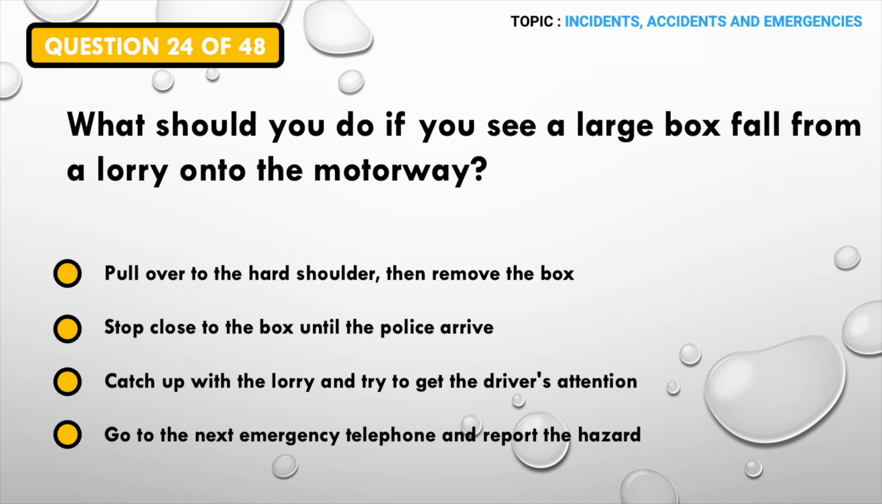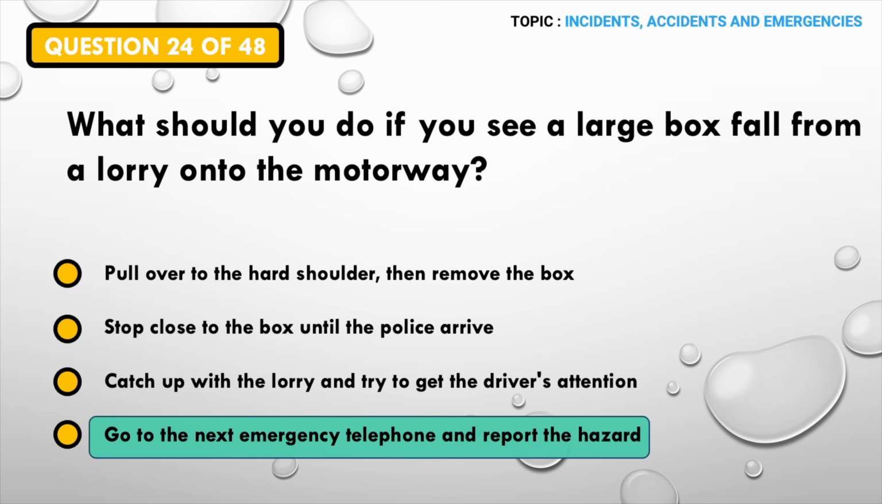What should you do if you see a large box fall from a lorry onto the motorway? Pull over to the hard shoulder, then remove the box. Stop close to the box until the police arrive. Catch up with the lorry and try to get the driver's attention. Go to the next emergency telephone and report the hazard.